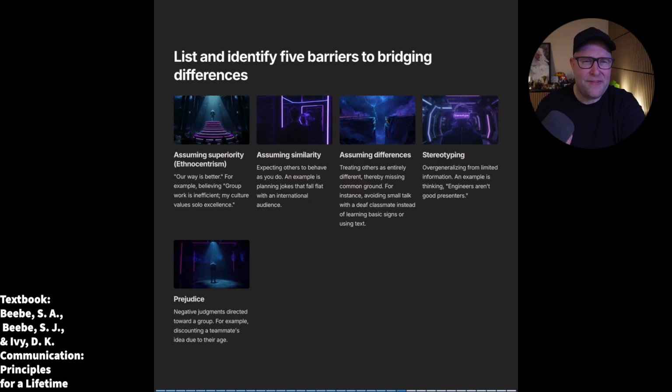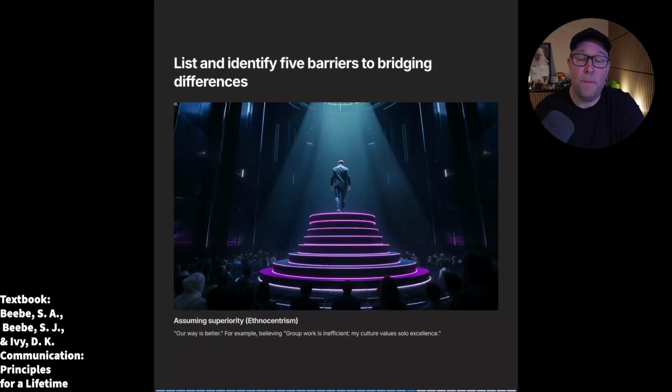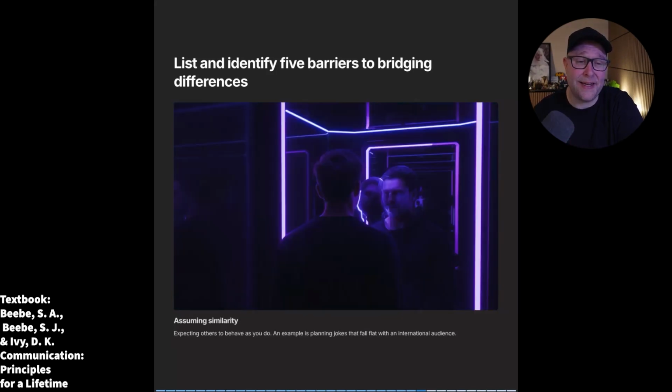How can we identify 5 barriers to bridging differences? This includes assuming superiority or ethnocentrism, assuming similarity, assuming differences, stereotyping, and prejudice. The barrier of assuming superiority is also called ethnocentrism. It's characterized by our way is better. Assuming similarity is expecting others to behave as you do. An example is planning jokes that fall flat with an international audience.